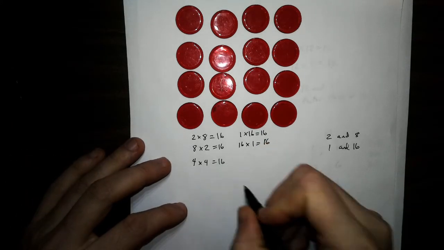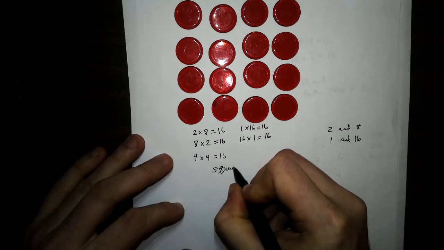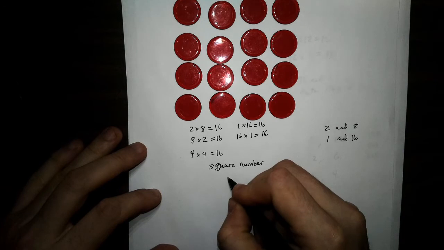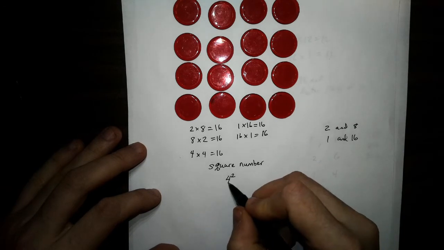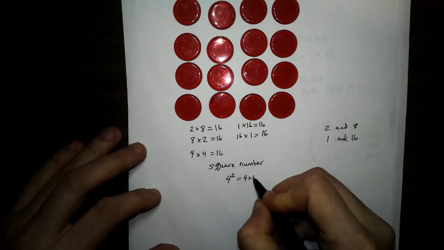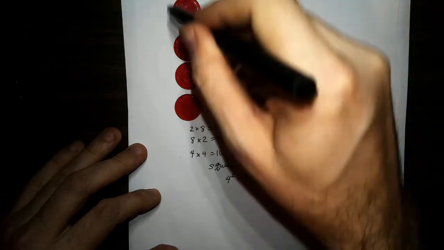This is a special case because 16 is a special kind of number. 16 is what's known as a square number. And a square number is any number that can be represented by a square array. And the reason it can be represented by a square array is because of 4 squared, and that's what this means, it's called an exponent. 4 squared means 4 times 4, and 4 times 4 equals 16. And if I were to draw around this, you would see that it actually is a square shape.